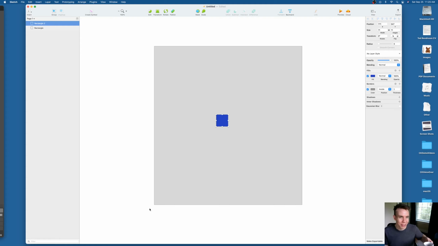Some games can have a coordinate system where, maybe you're doing a Zelda style game, the coordinate system is going down on the y-axis.